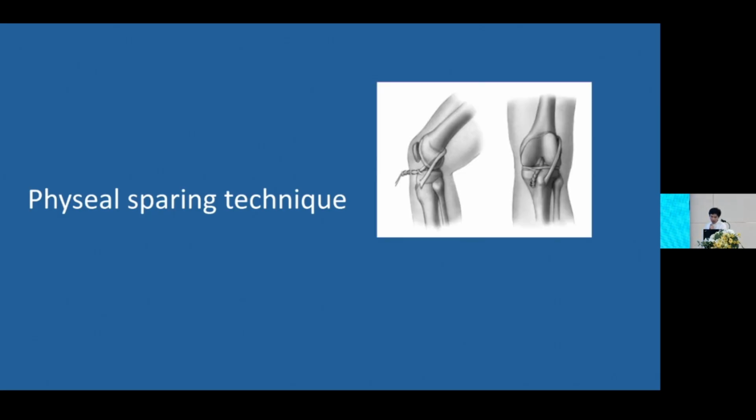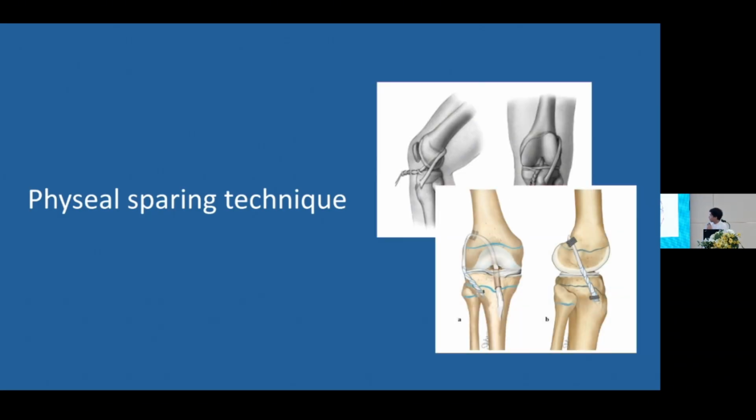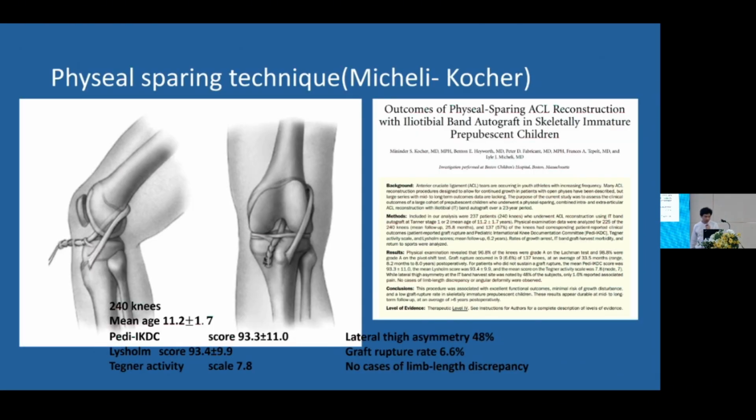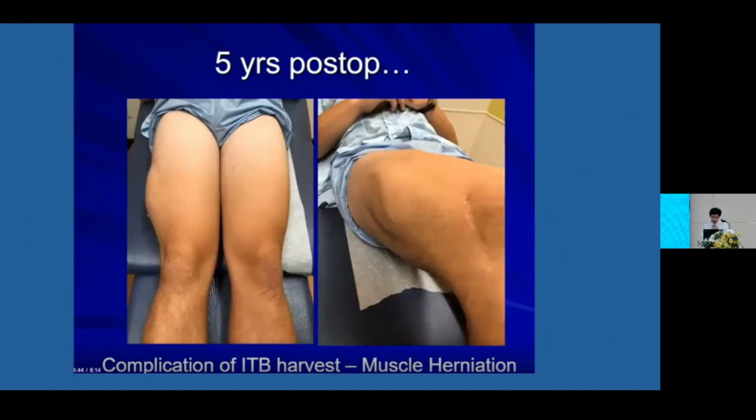For the physeal sparing technique, we have 2 techniques. The first technique is a physeal sparing technique, Micheli-Kocher. The result is quite good, but they found lateral thigh asymmetry around 48%, and graft rupture rate is up to 66%. This is lateral thigh asymmetry from harvesting the iliotibial band.